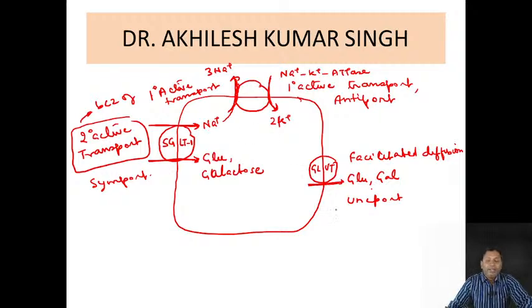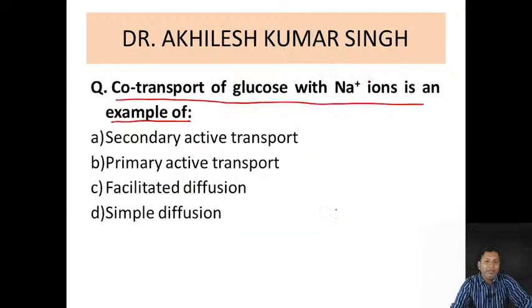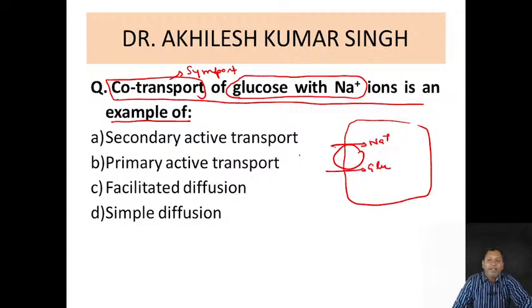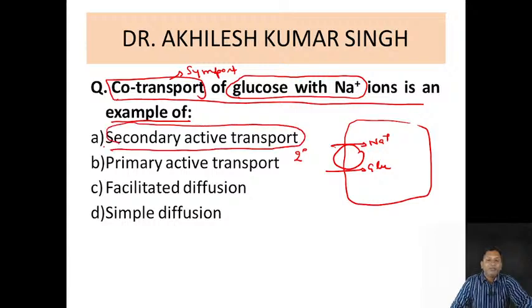So now let us come back to the question here. What is asked here is called a co-transport. Co-transport means it is also called the symport. So symport of glucose with sodium. What diagram have I told you? Glucose is moving along with the sodium. So sodium is going inside and the glucose is also going inside. So it is an example of the secondary active transport. Right, secondary active transport. This has been asked many times in the MCA exam.